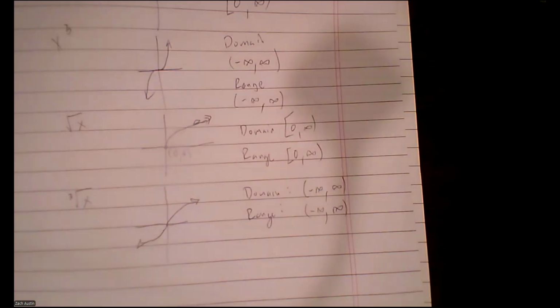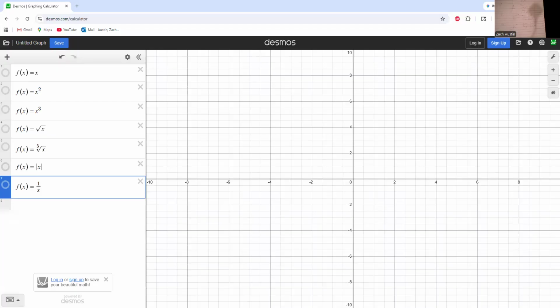Okay, so we're getting there. Our next one is a very important one, especially for science. We see a ton of these absolute values in physics, in chemistry, very, very common for us to get.